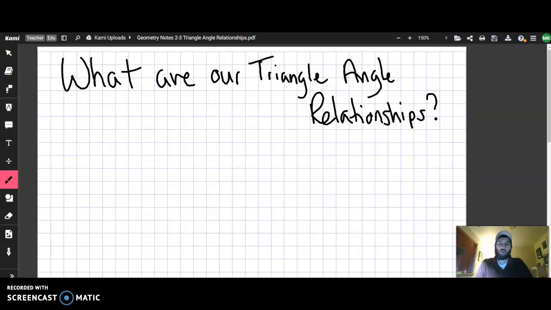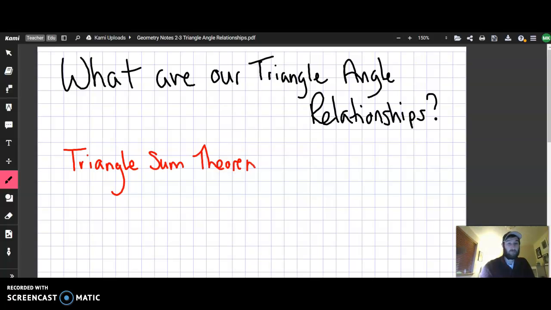The first triangle angle relationship we're going to be looking at today is a fancy way of saying something that you might have already experienced before, and it is called the triangle sum theorem. Now, the triangle sum theorem is really just a fancy way of saying that all three angles in a triangle add up to 180 degrees. The triangle adds to 180 degrees.